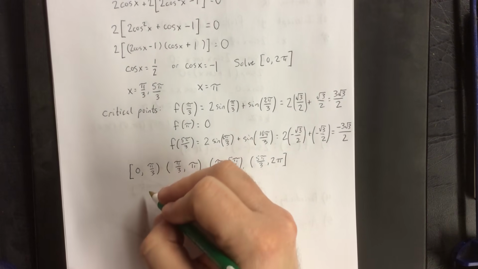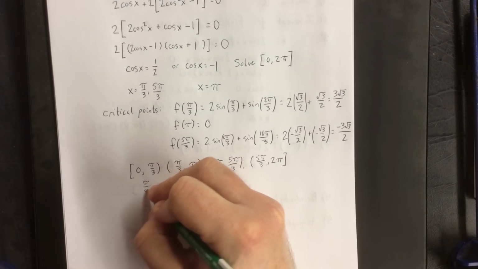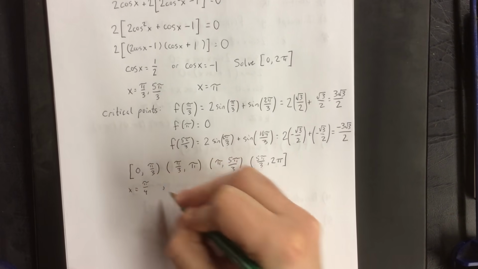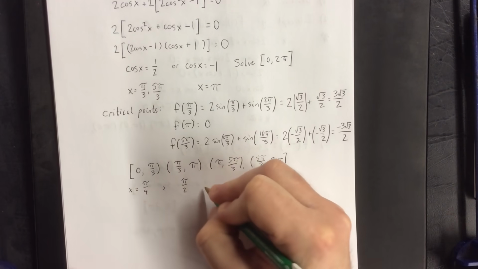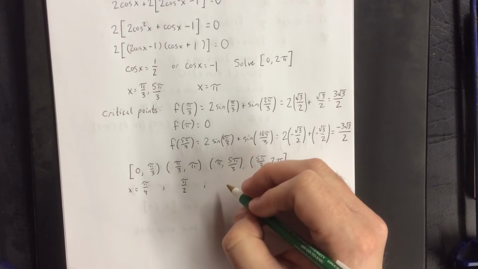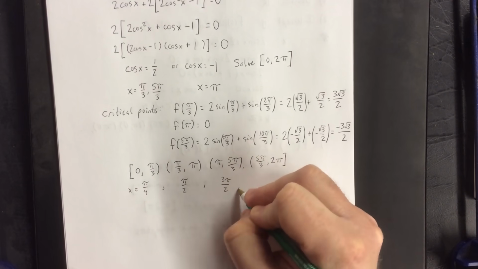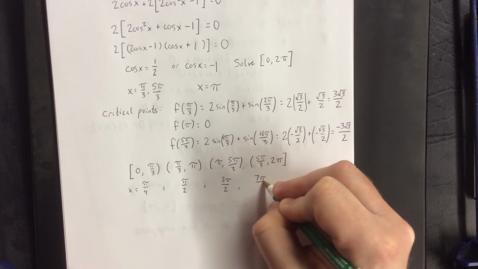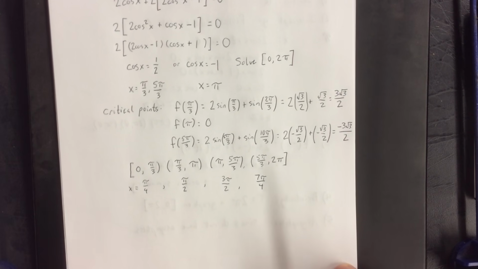So for my test numbers, I need to pick something less than pi over 3. I'm going to go with pi over 4. On pi over 3 to pi, I'm going to go with pi over 2. On pi to 5 pi over 3, let's go with 3 pi over 2. And for my last interval, we'll go with 7 pi over 4. Little knowledge of the unit circle will treat us well.